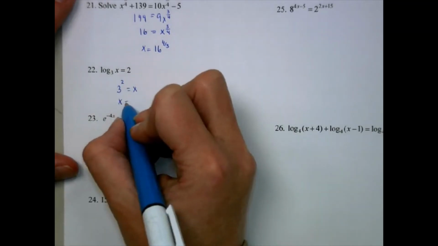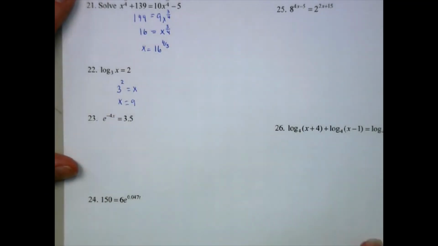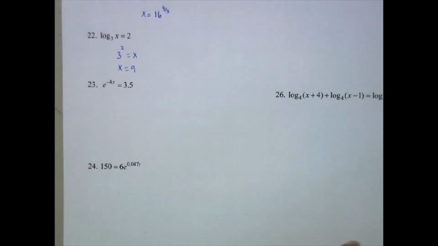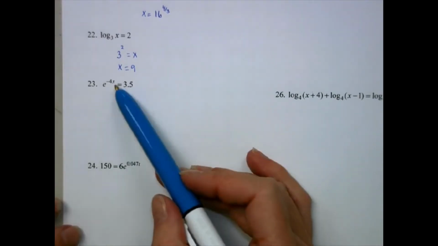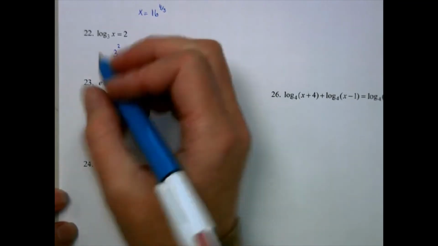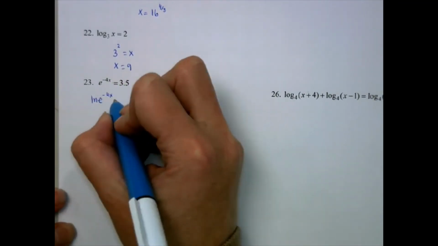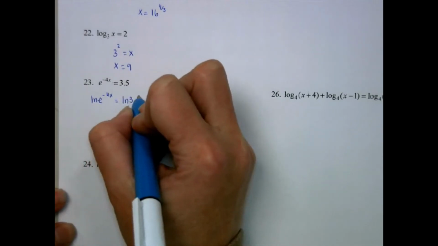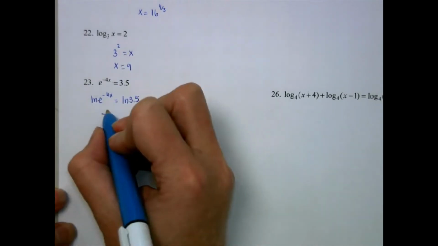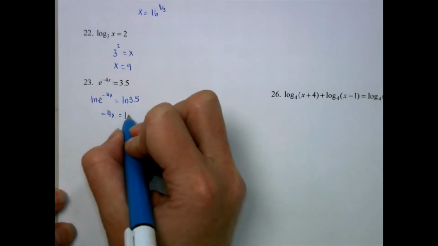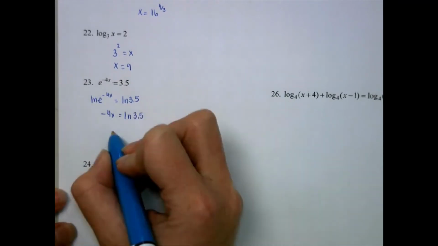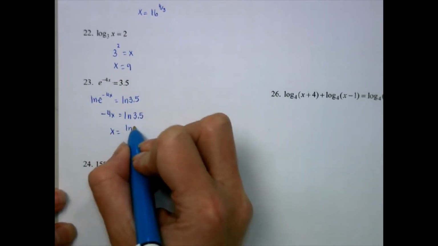Okay, in a problem where the variable is in the exponent, we need to use logs. So I'm going to take the natural log of both sides, which we know makes this side just negative 4x. So x equals the natural log of 3.5 over negative 4. And that's how the multiple choice answers will look.